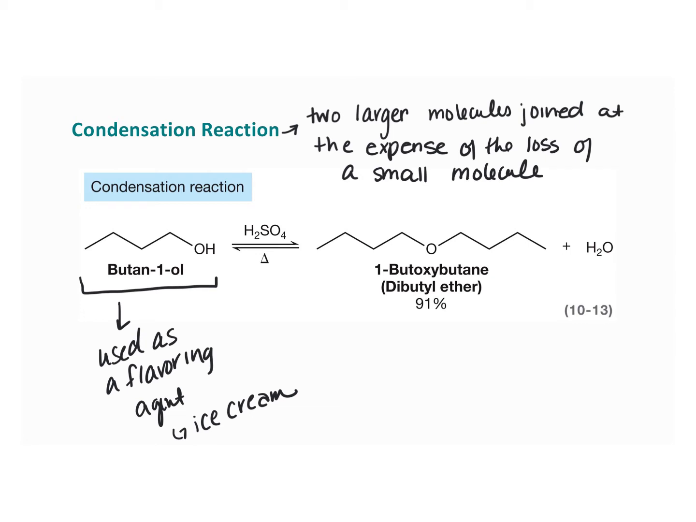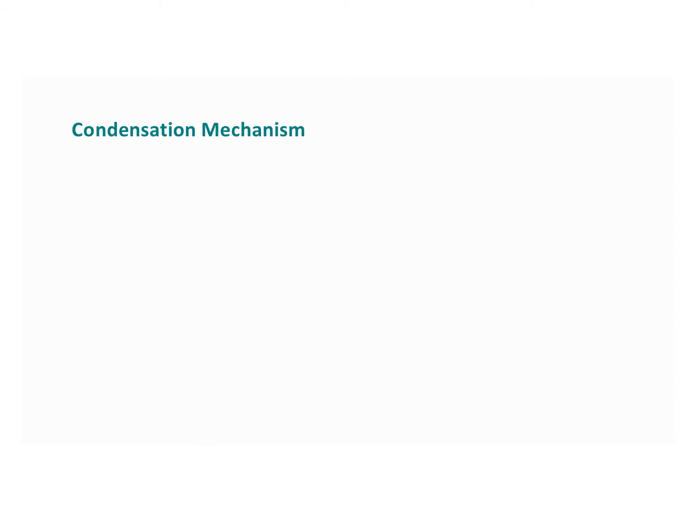All right, so let's look at the mechanism for this condensation reaction. When we look at this, we are going to start with our 1-butanol and our sulfuric acid. Now I'm going to draw the sulfuric acid like this, because it helps facilitate the reaction. And the very first thing we're going to see is a proton transfer reaction.